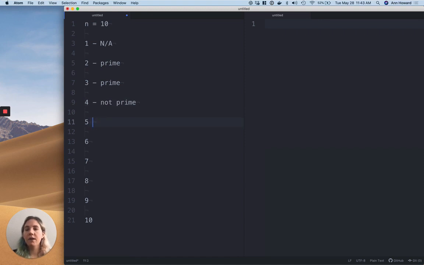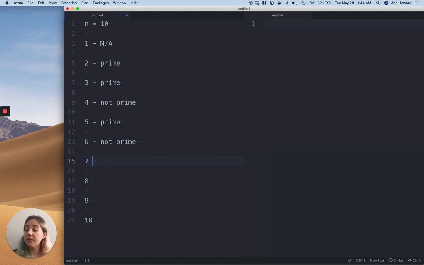All right, 5. Now, 5, is it divisible by 2? No, it's not divisible by 2. Is it divisible by 3? No, not divisible by 3. Divisible by 4? No, not divisible by 4. So this is a prime number. Okay, so let's see, 6. Is 6 divisible by 2? No, or yes, it is. So it's not prime. Okay, 7. 7 divisible by 2? No. 7 divisible by 3? No. 7 divisible by 4? No. 7 divisible by 5?